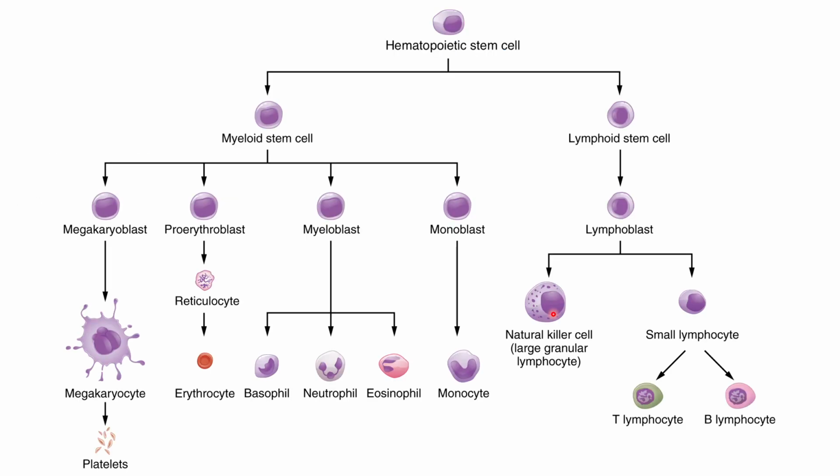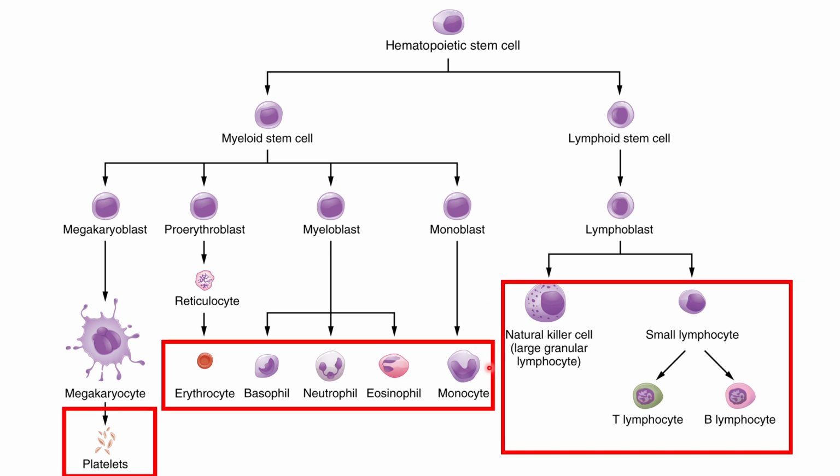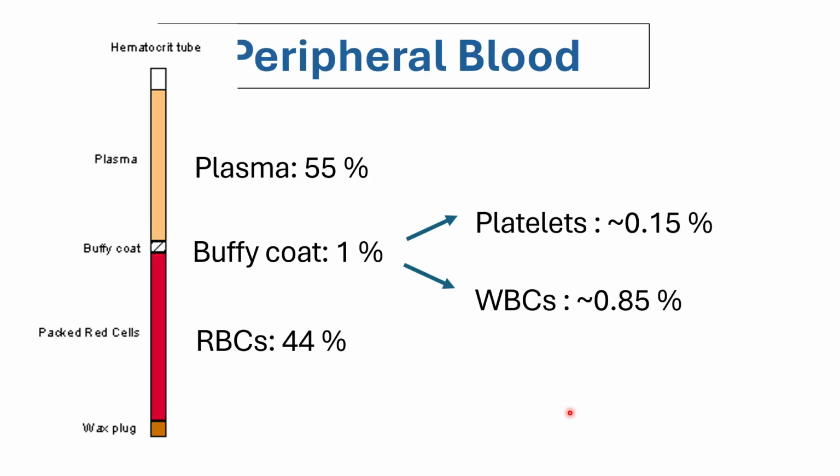Okay. Again, this is the same cell map that we viewed earlier, and this time we are expecting to see these cells in the blood smear because they are the mature forms, and normally they should be found in the peripheral blood because they have already been released by the bone marrow.